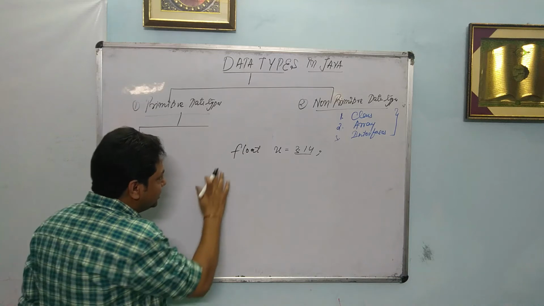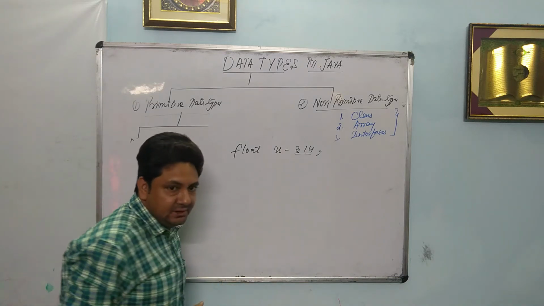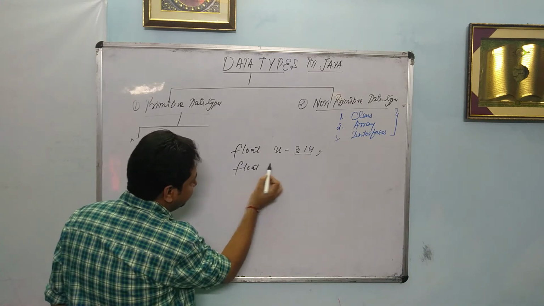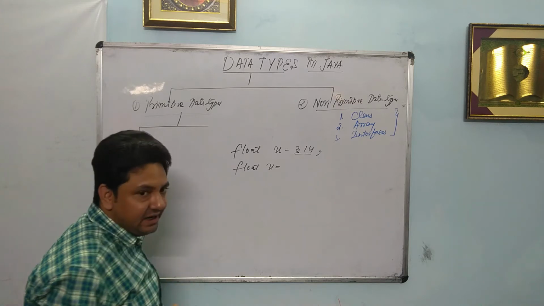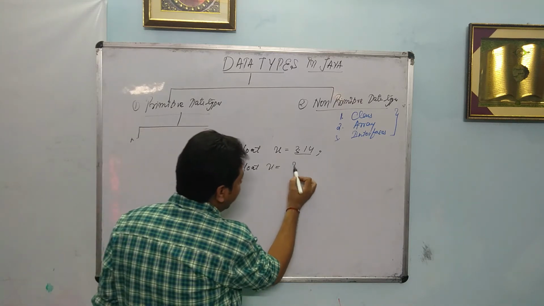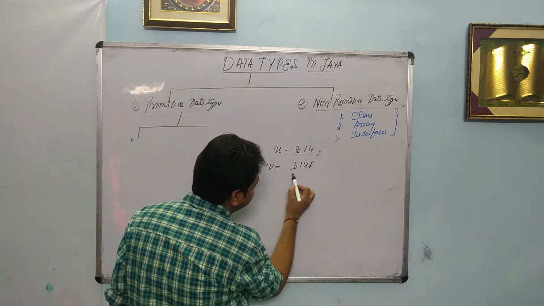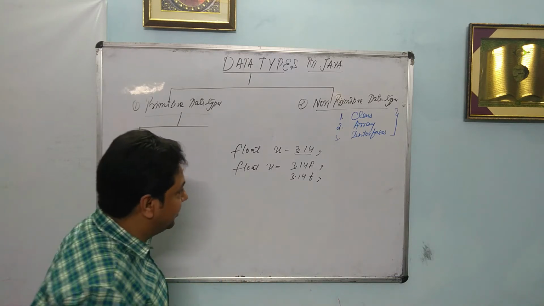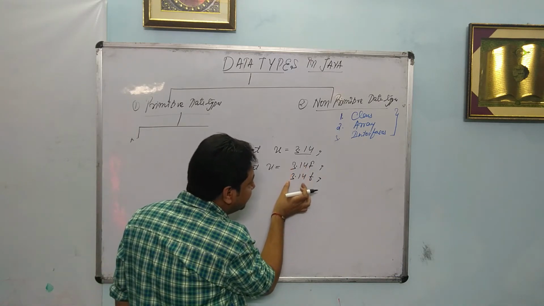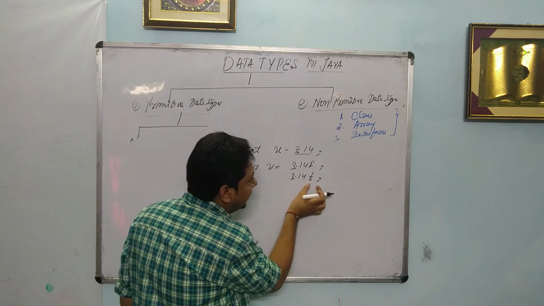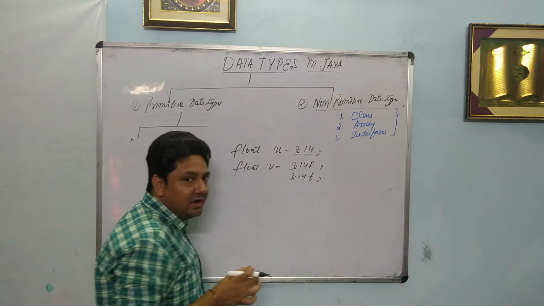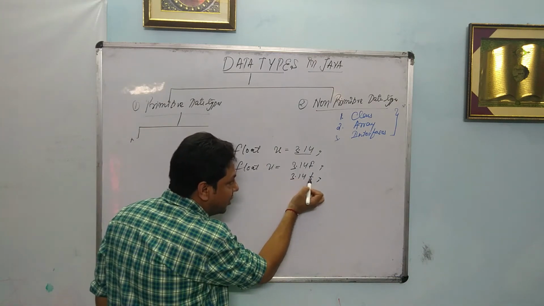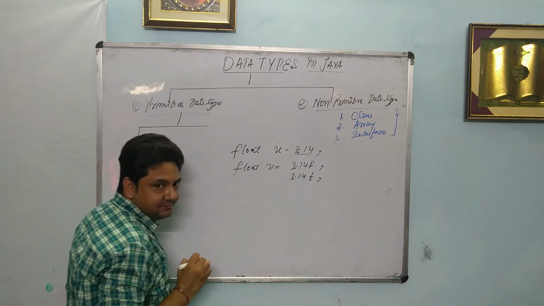So what are the remedies and solutions for that? Number one, if we want to store any fractional data in a float, we have to use capital F or small f as a suffix. That means we are converting this data into a float. I'm changing the default nature of the data into a float. Now we can easily place it in X.